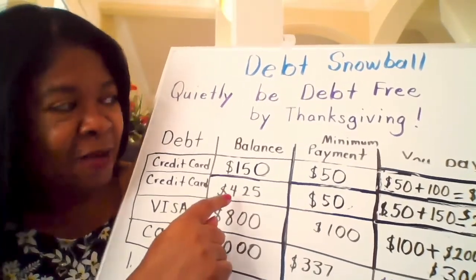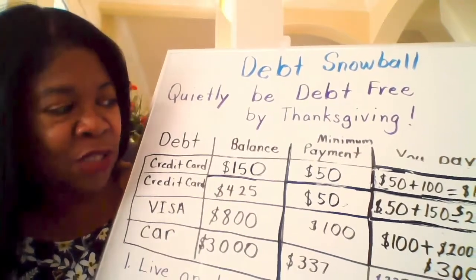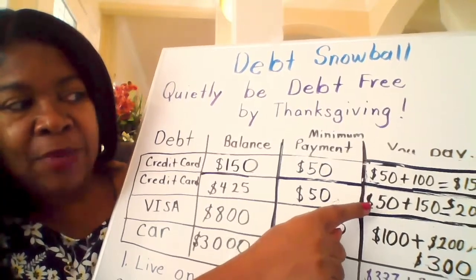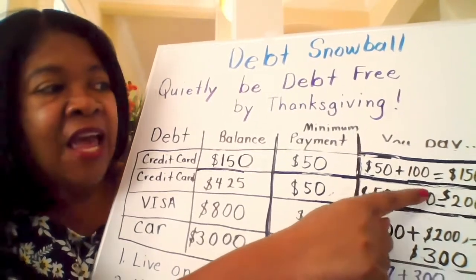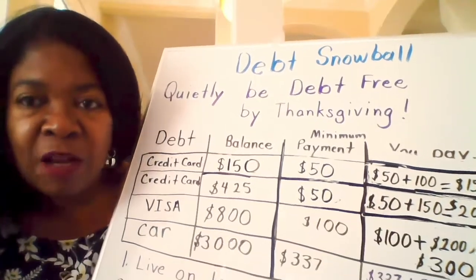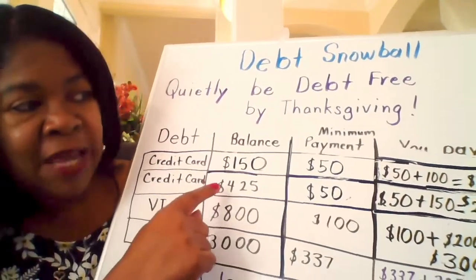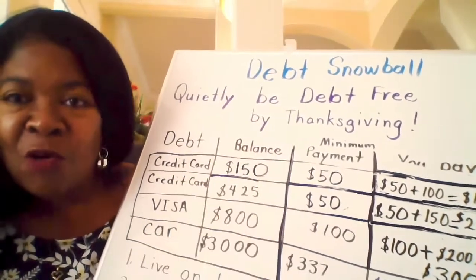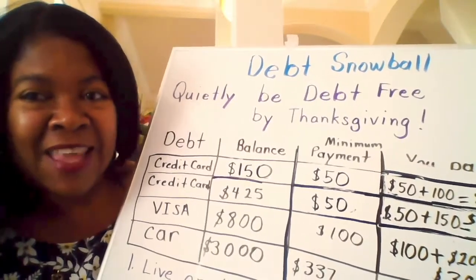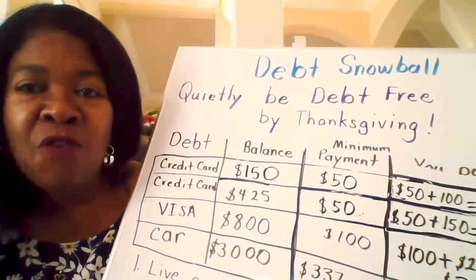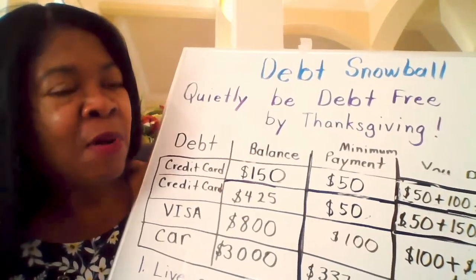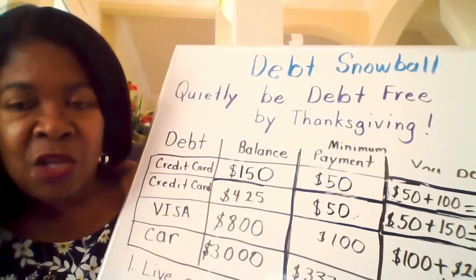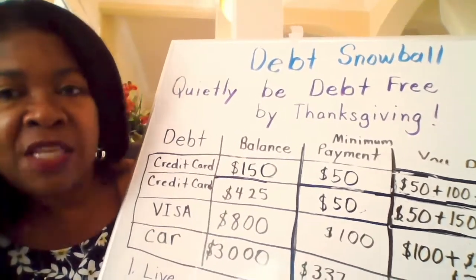Then you're going to take that $150 and you're going to move it to the next debt. Here, the balance is $425. You're going to pay that $50 that is the minimum payment plus the $150, and that's going to make it a $200 payment. So once you make the $200 payments and eliminate this $425 debt, that one will be gone. And then you'll move on to the next debt. So the debt snowball is moving from one smaller debt all the way to the next larger debt, so that you have some accomplishments to celebrate.